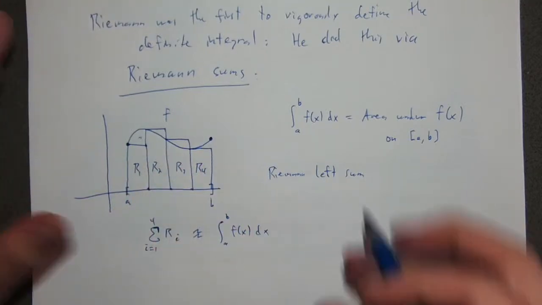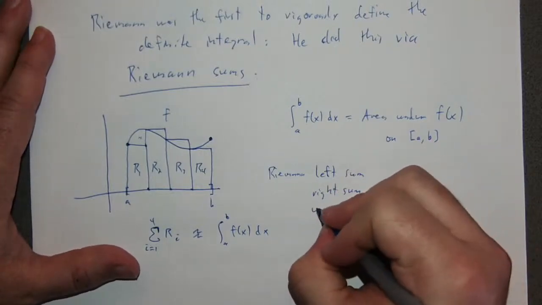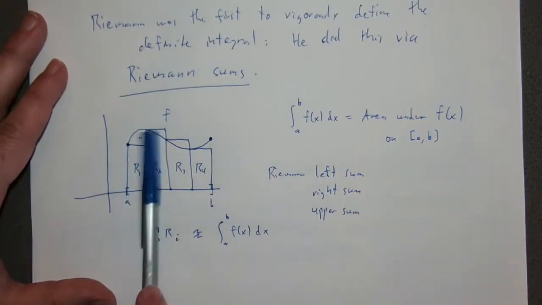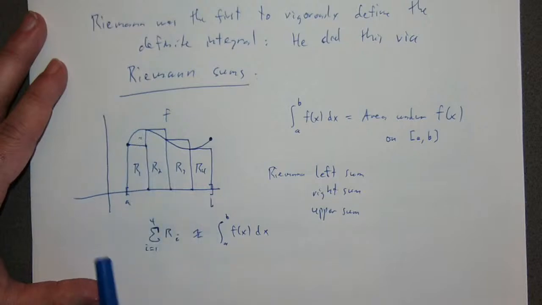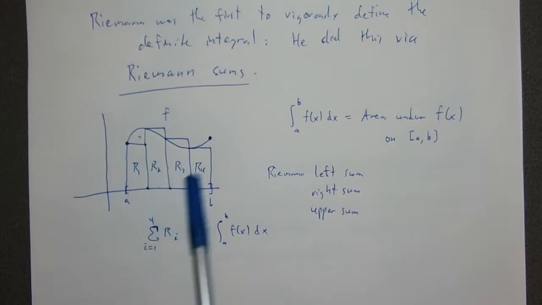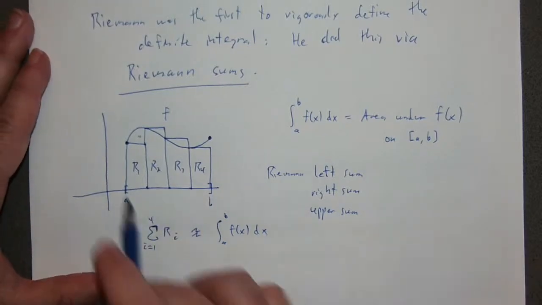I could do the Riemann right sum. I could do the upper sum. Upper sum is where I always take the largest value of the function on every subinterval. That is really nice conceptually, but if you actually have to compute the upper sum, you would have to find the max or min, depending on whether you're doing upper or lower sum, on every subinterval, which could be really annoying. So conceptually, this has a lot of nice properties, but it's not that great for actually doing these.